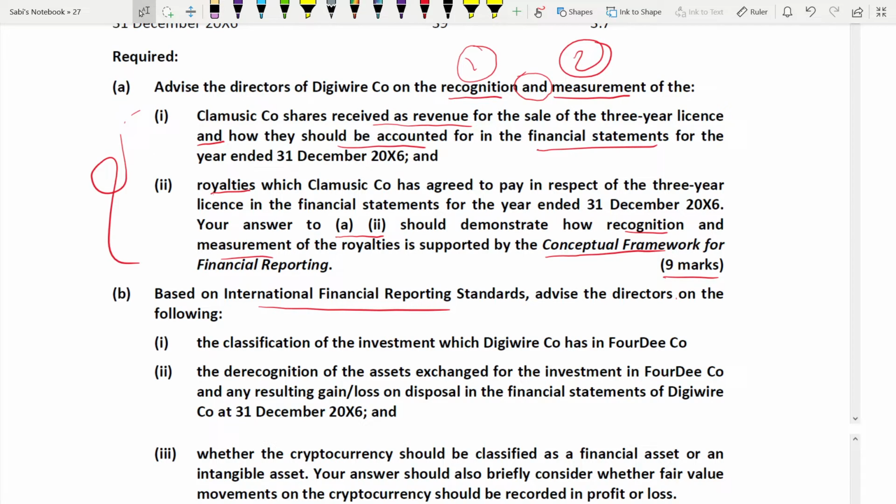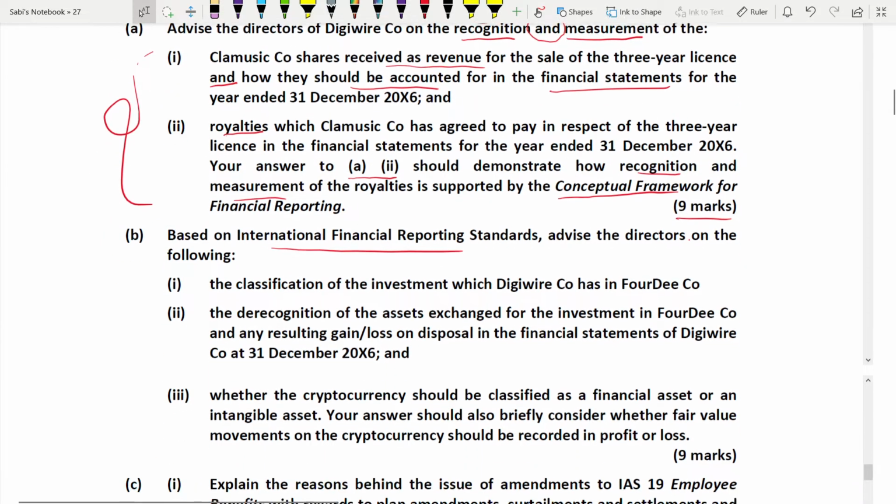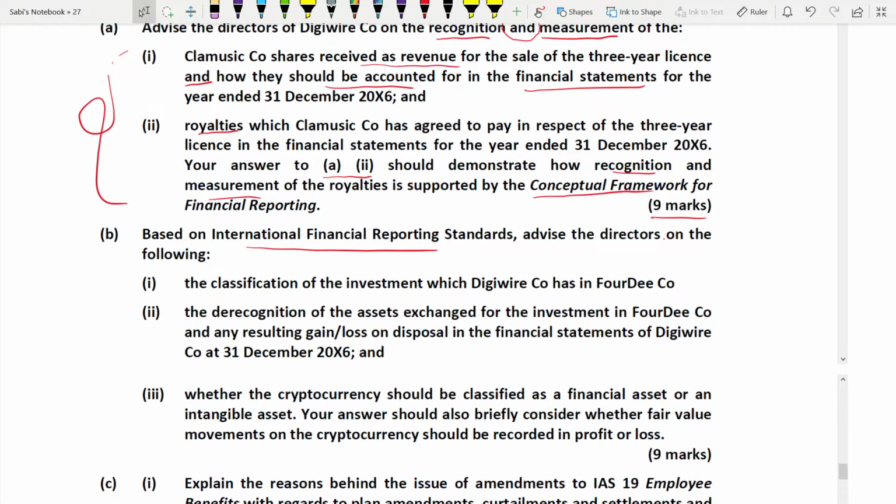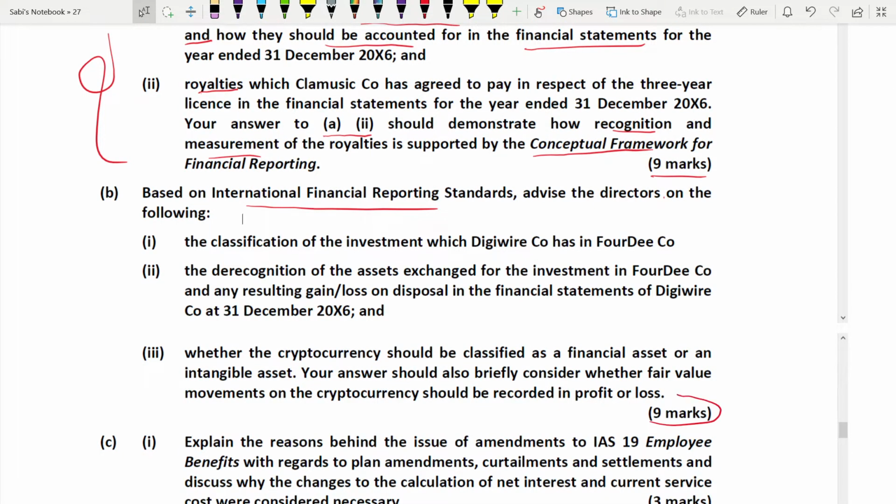It is more like recognition and measurement, based on specific standards, IFRS standards, and advising directors on what they should do. So section B is more like that. There are three issues, and all three together are 9 marks. It's not that each is separately 9 marks. You should allocate your 9 marks equally among these three. Definitely some might require more marks than the others. It could be 3, 3, 3, or it might change.